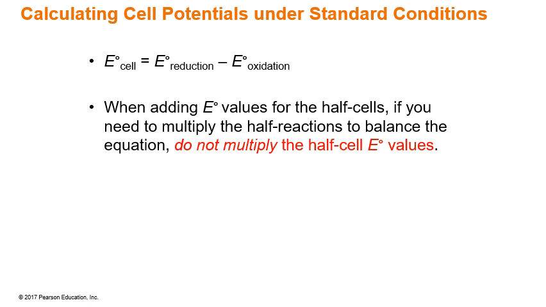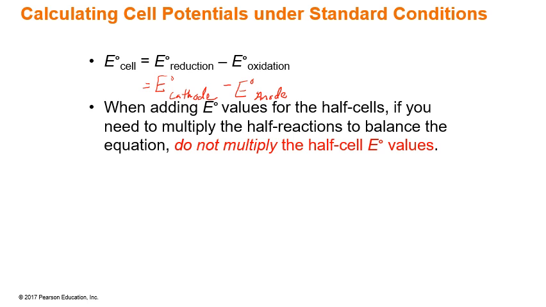Another way to think about this is it is equal to the potential of the cathode minus the potential of the anode, because the cathode is where the reduction happens, and the anode is where our oxidation happens.